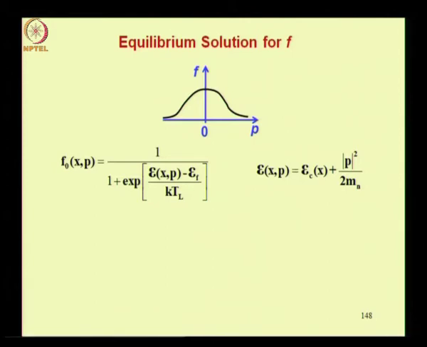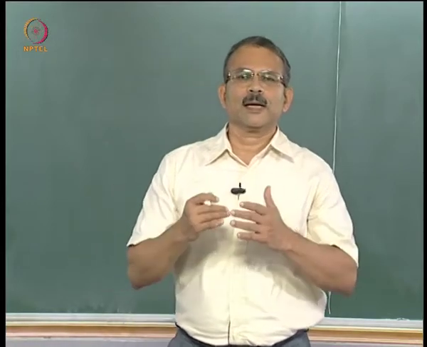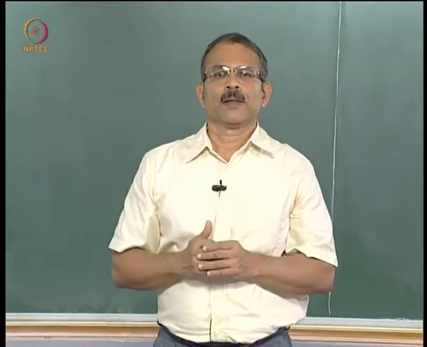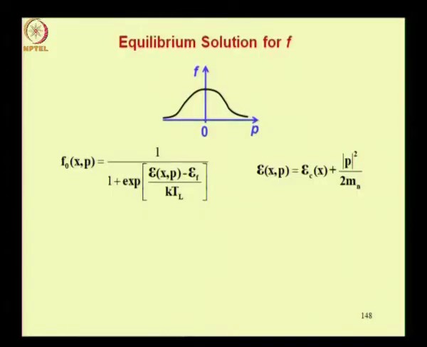When we discuss the band structure, we will show that this energy is nothing but the conduction band edge in the energy band picture. That is a potential energy, plus the kinetic energy, which is nothing but modulus of p square by 2 times mn, where p is the momentum of the electron. So this is the total energy, potential plus kinetic.